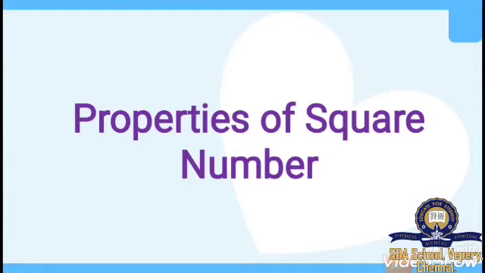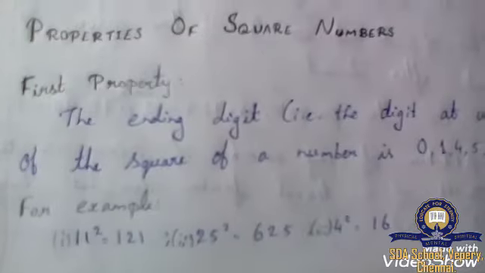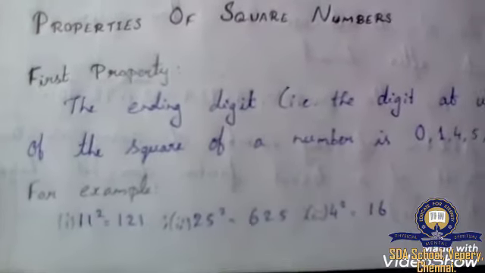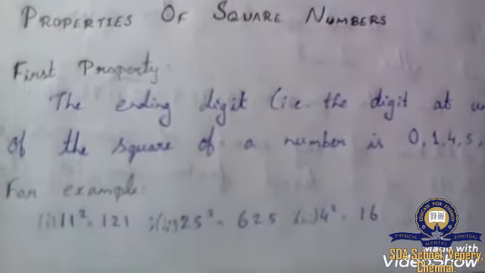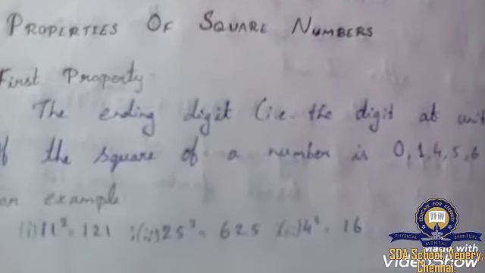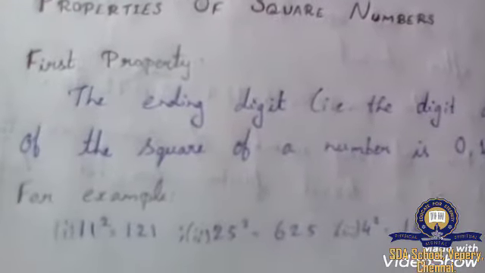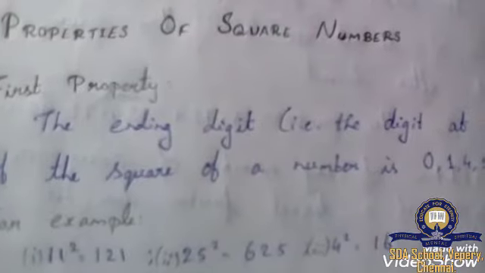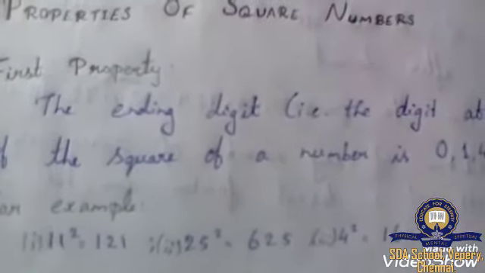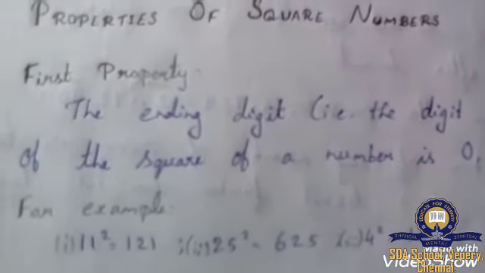Now we are going to see the properties of square numbers. Previously we already learned the properties of addition, subtraction, likewise. In this we are going to see the properties of square numbers. The first property is that the ending digit must be one of the numbers 0, 1, 4, 5, 6 or 9. The ending digit is also called the unit place. For example, the square of 11 is 121. In the same way, 25 square is 625. 4 square is 16. So these are the first property.